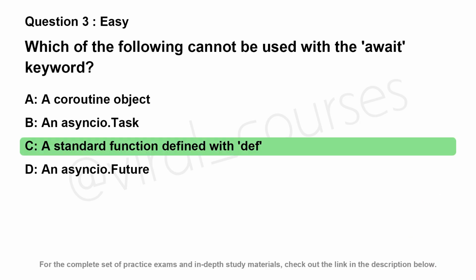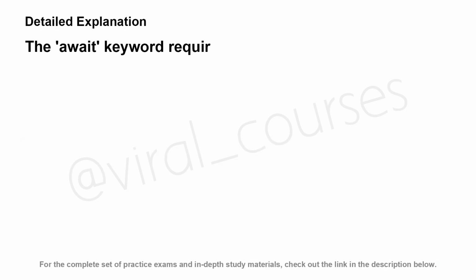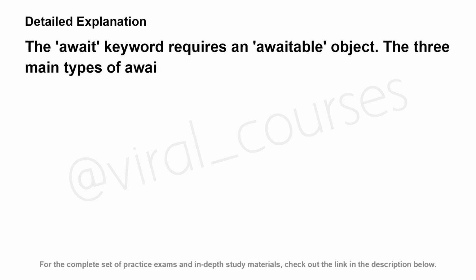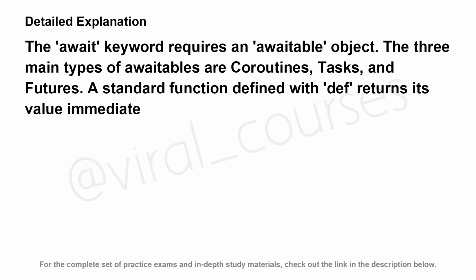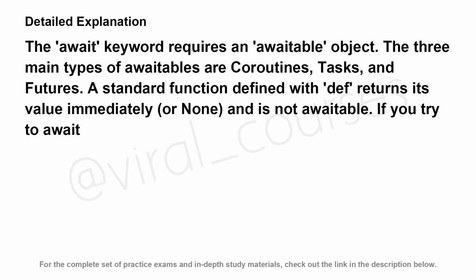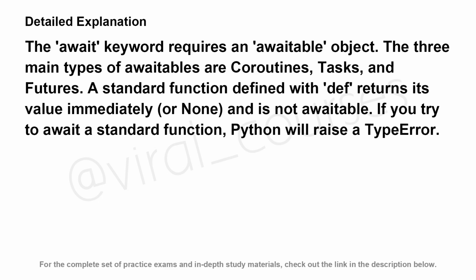The correct answer is C. The await keyword requires an awaitable object. The three main types of awaitables are coroutines, tasks, and futures. A standard function defined with def returns its value immediately, or None, and is not awaitable. If you try to await a standard function, Python will raise a TypeError.